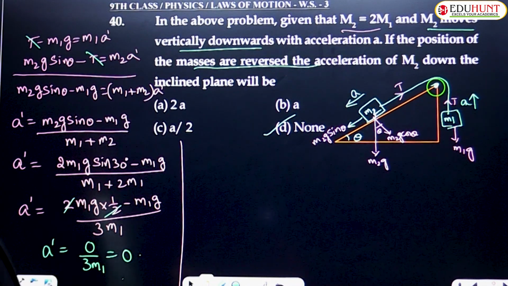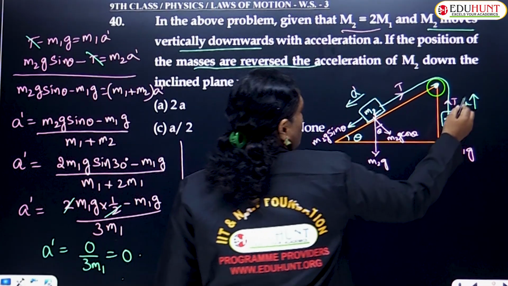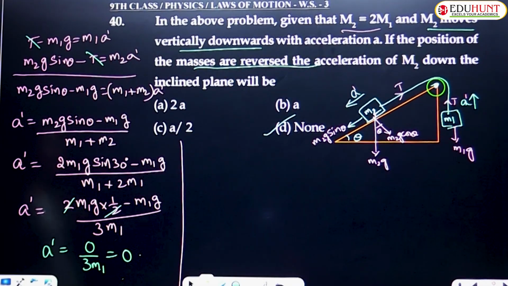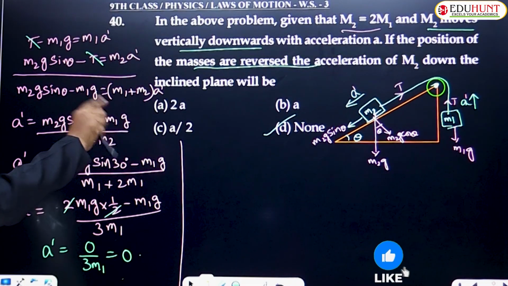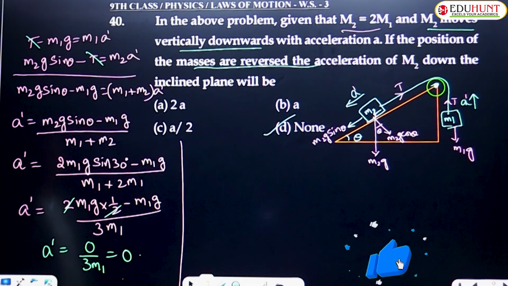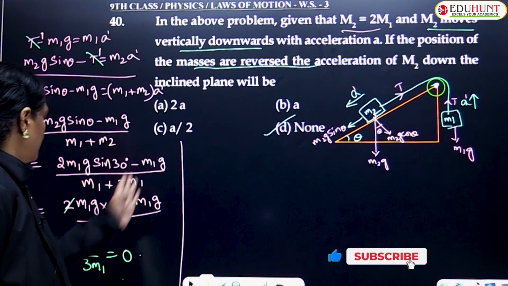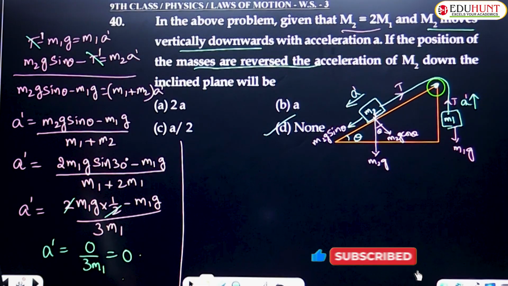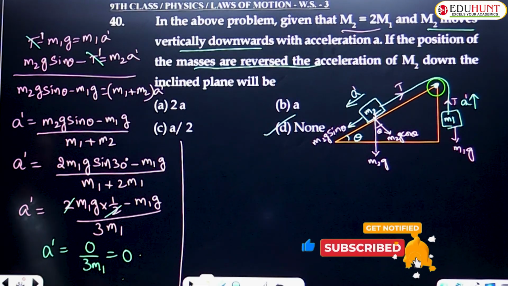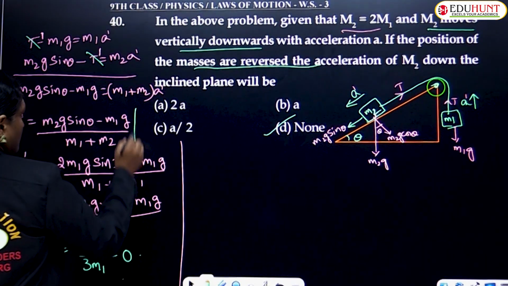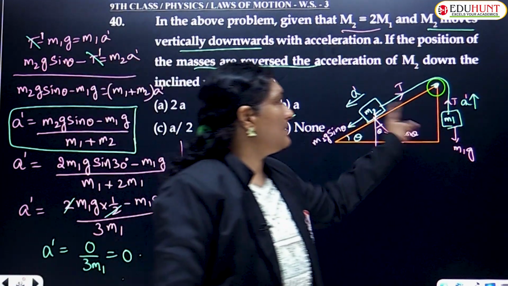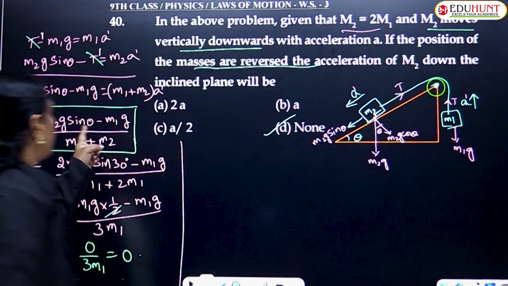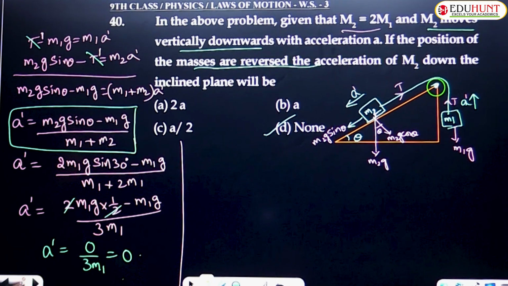I'll take it as A dash. Is that clear, children? Everything is being changed. Positions are interchanged, even the masses are also changed. So children, as we have found the acceleration is 0. But what was the formula for acceleration? This again may help you. The new acceleration, when the system is interchanged like this, was found to be this formula.